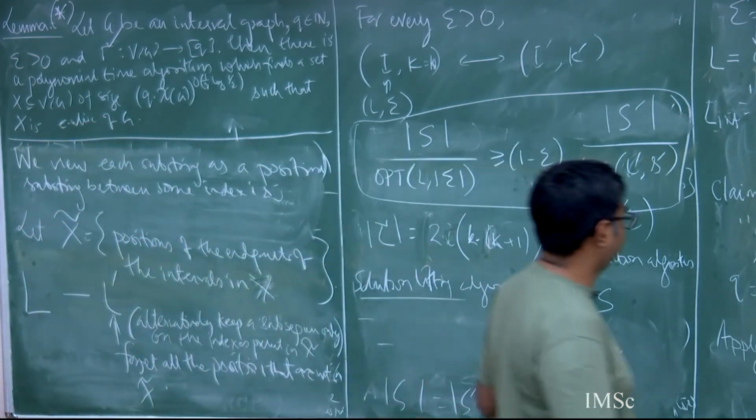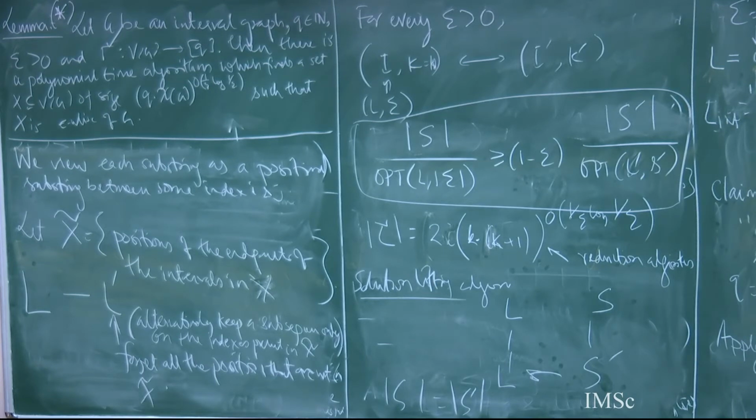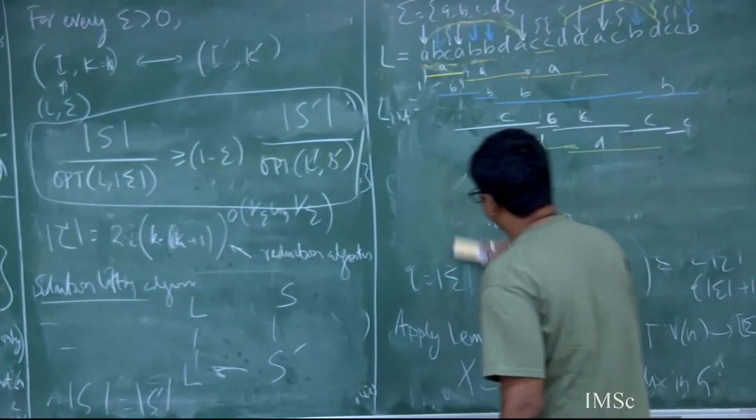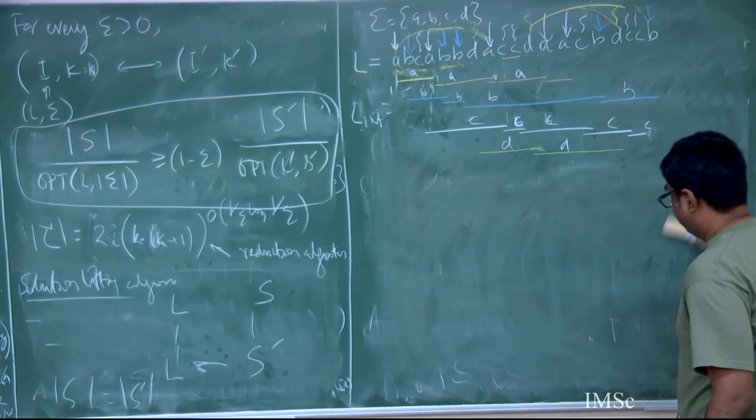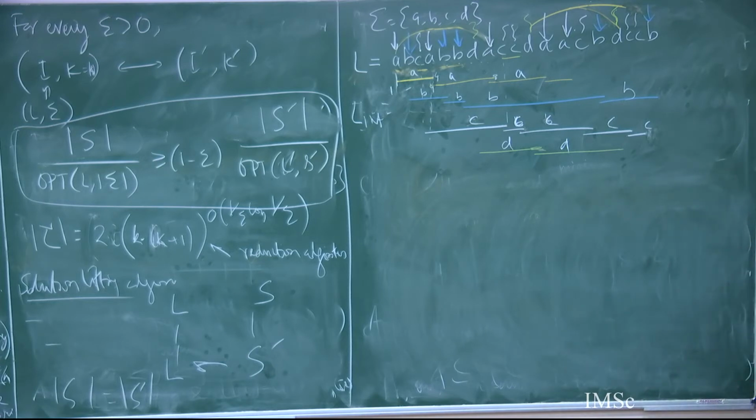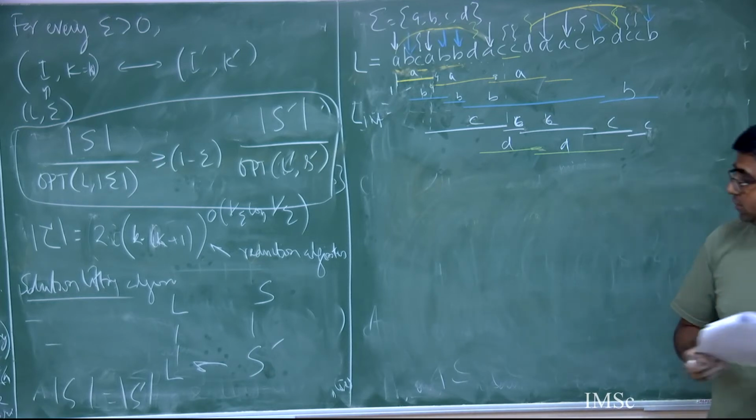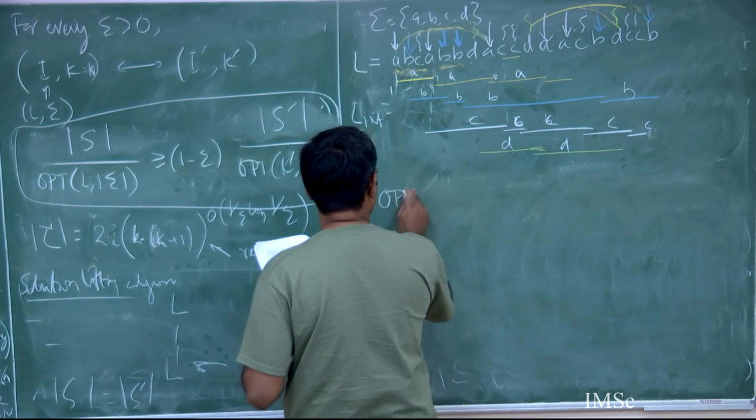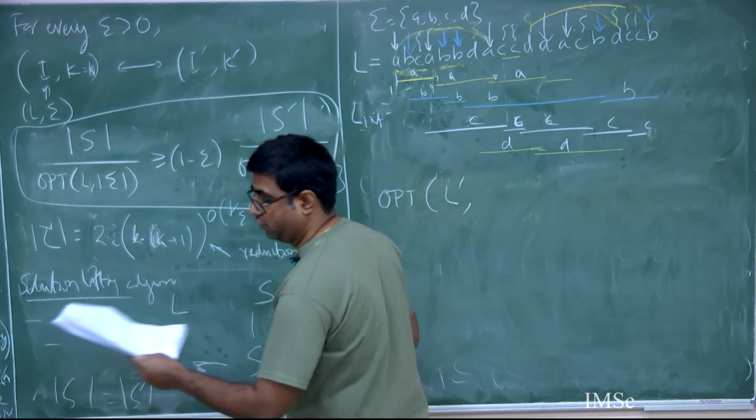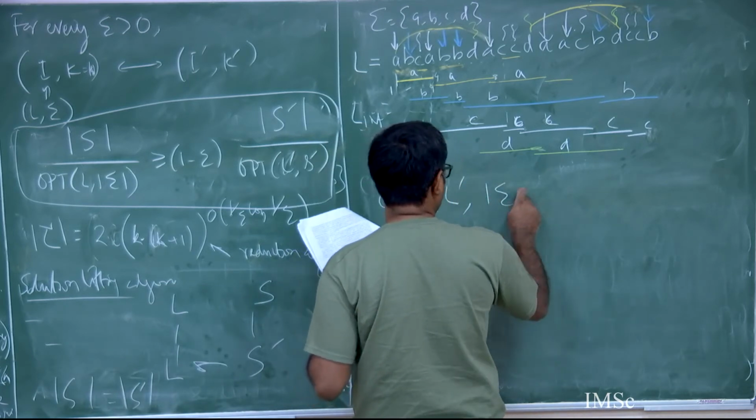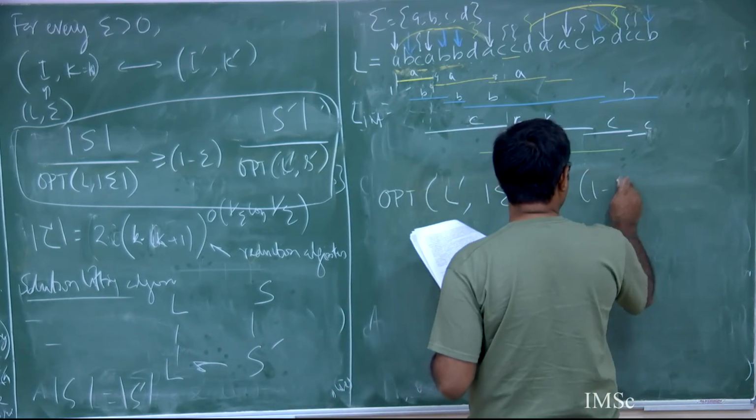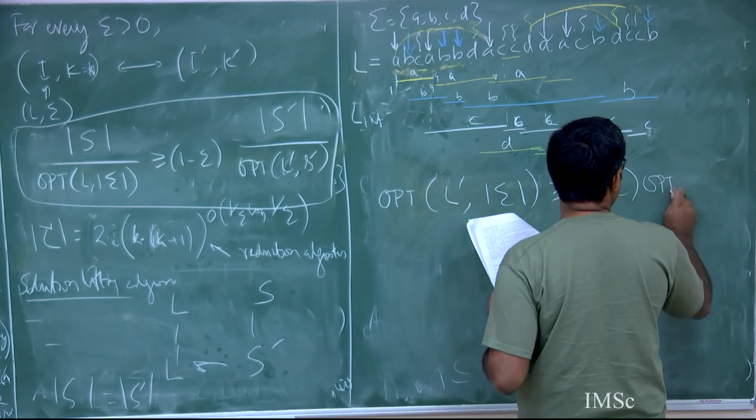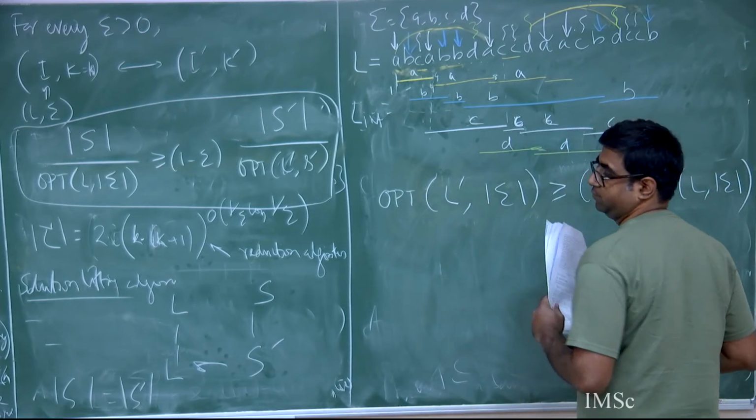So this is all fine, this is good. So now let us forget this claim and make another claim. What I want to show to you is a very simple thing, and that should wrap up our proof: opt of L prime, the string which I returned, comma sigma, is at least 1 minus epsilon times opt of L comma sigma. This is what I would like to show to you.